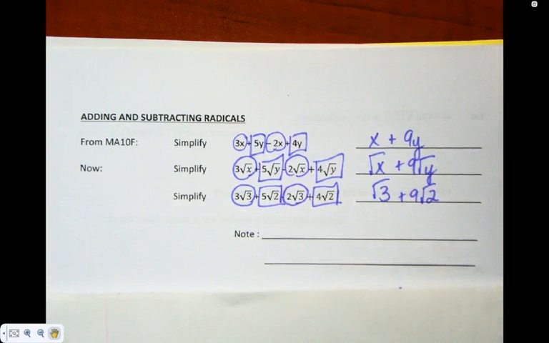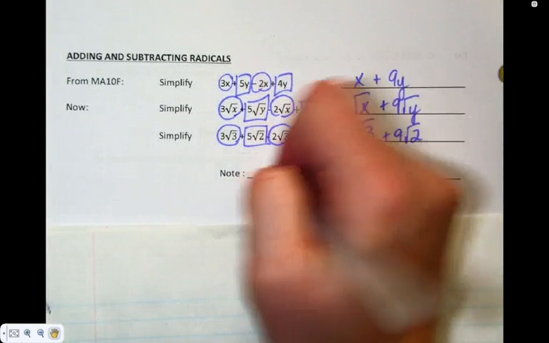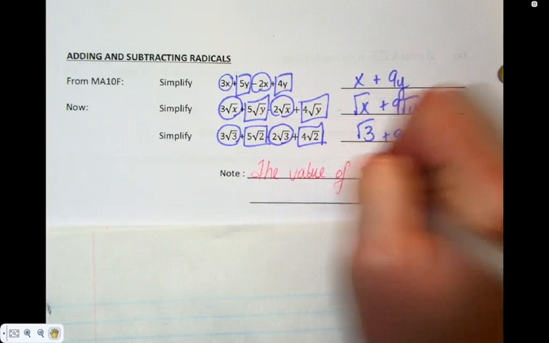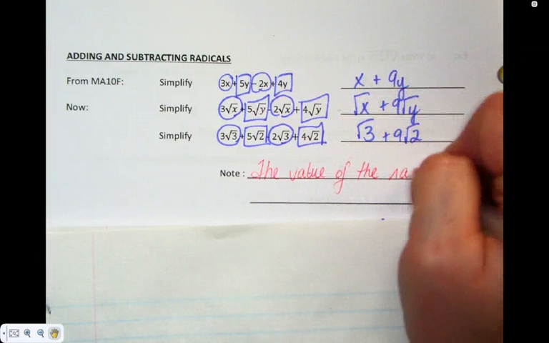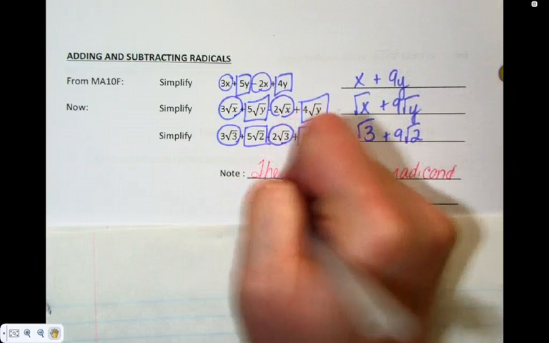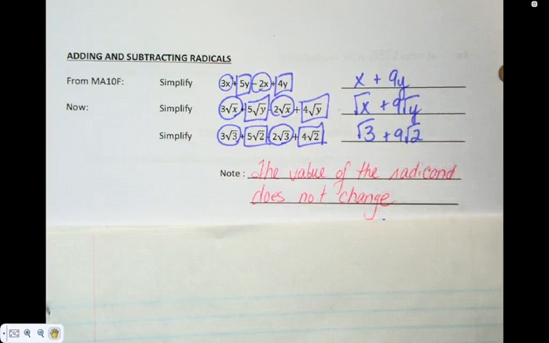And we just want to make a note, and I'm grabbing my red pen because notes are usually pretty important, so I like to write them in red. The value of the radicand does not change.